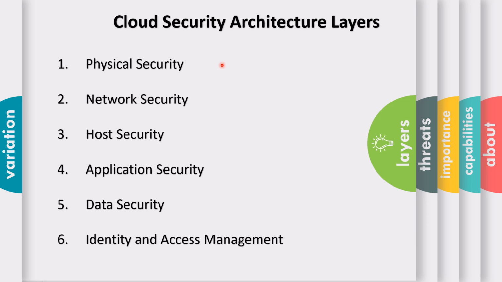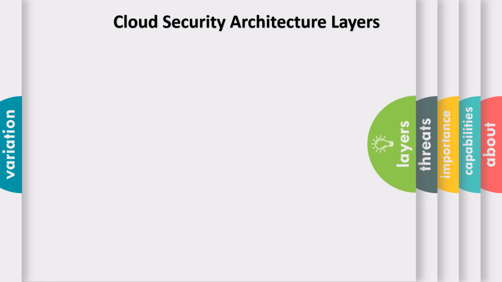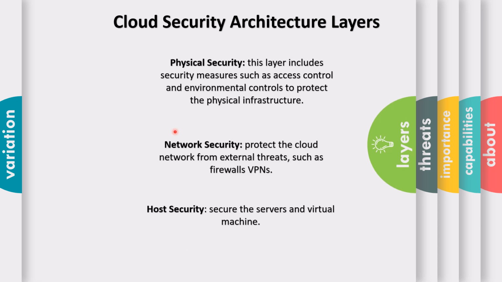Then we have the security layers, which are physical security, network security, host security, application security, data security, and identity and access management. So let's break them down. First, physical security. Physical security refers to the physical protection of the cloud infrastructure, such as the data centers where cloud servers and equipment are located.